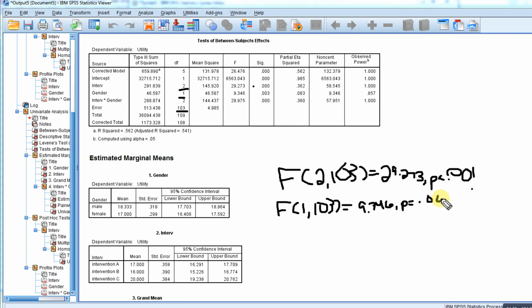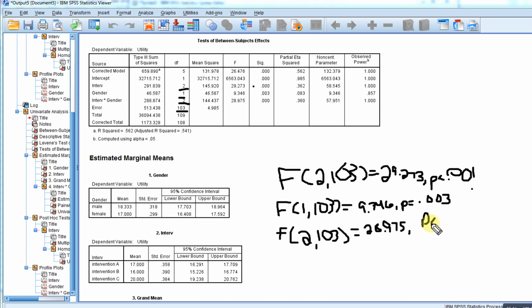And then for the interaction effect, it would be reported using F, and then you can see you've got 2 degrees of freedom for between group and 103 for the error. So you can see that the degrees of freedom and error are the same, irrespective of which effect you're talking about. Then we would say 28.975, and once again, we'd be using p less than 0.001.